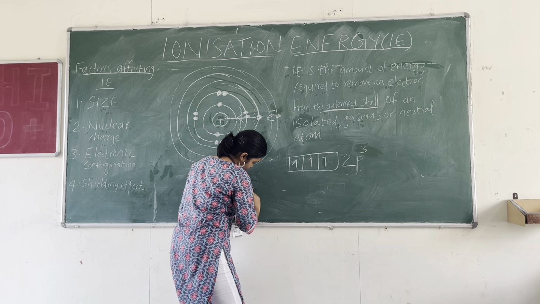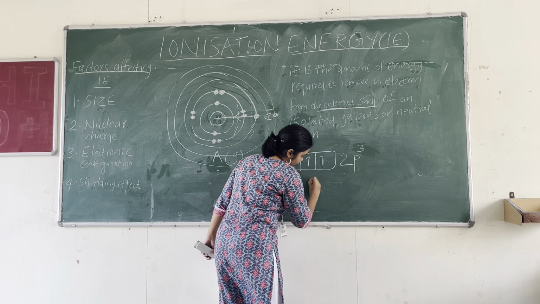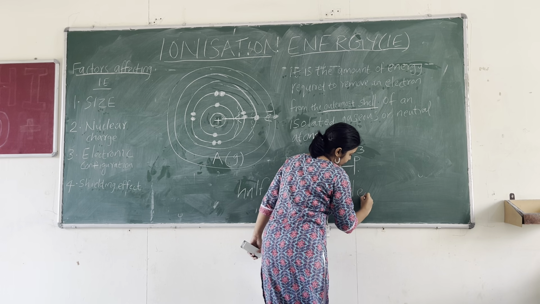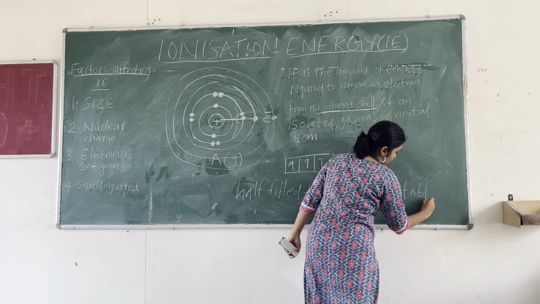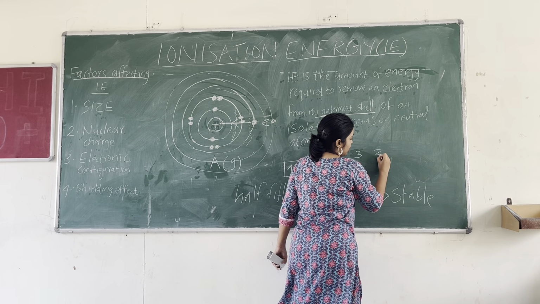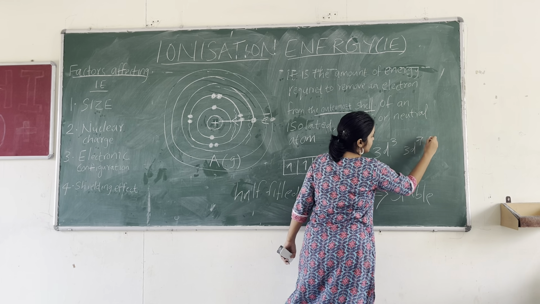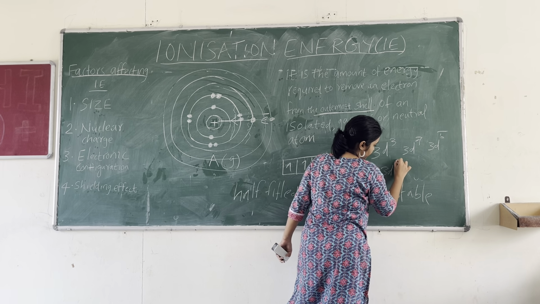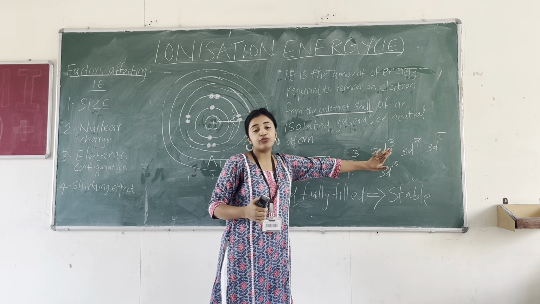half filled configuration we can write half filled and fully filled configurations are stable, exceptionally stable. So if you are taking an example, let's take 3d3, 3d7, 3d5, 3d10. We know that these subshell can accommodate maximum number of 10 electrons.